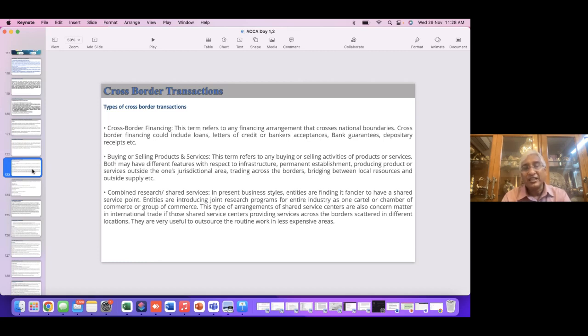Combined research and shared service is another area where most of the MNC companies and medical companies are involved. In present business styles, entities are finding it financially better to have a shared service point. Entities are introducing joint research programs for the entire industry as one cartel or chamber of commerce or group of commerce. This type of arrangement of shared service centers is also a concern in international trade if those shared services cater to providing services across the border, scattered in different locations. They are very useful to outsource routine work in less expensive areas.